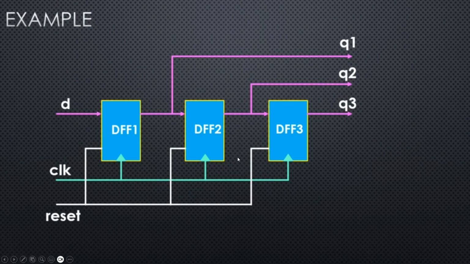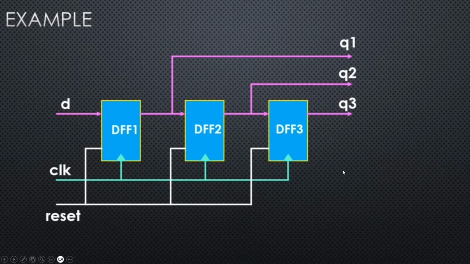Here we will implement this project where there will be 3 D flip-flops, one our data input D, one clock input and one reset. When reset is high, all outputs will be 0. When reset is low, for the active low, and the clock positive edge, the D will transfer to Q.